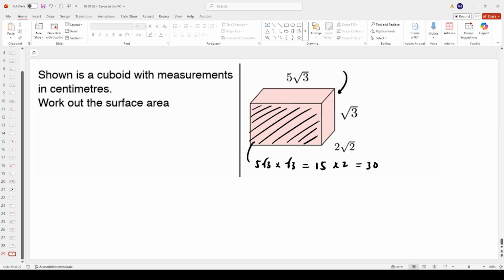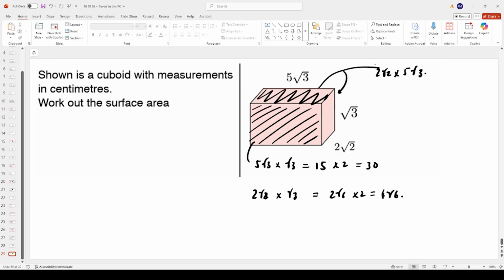And then what's the other side? So root 3 times 2 root 3. So 2 root 3 times root 3 is 2 root 6. Who got 2 root 6? But then you've got to times that by 2 and get 4 root 6. And then you've got the bottom and the top. So 2 root 3 times 5 root 3, sorry. So this is this, and this is this.